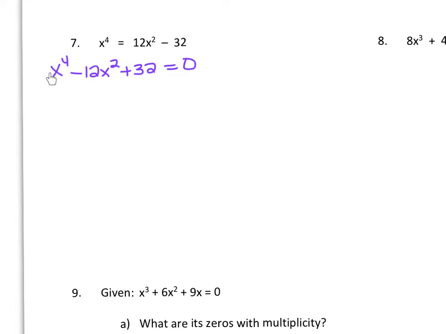So since this is a trinomial and our leading coefficient is a 1, we do not have to do the rainbow or factor by grouping. We're going to do the add-multiply method. So I'm going to set up 2 sets of parentheses. And since this is an x to the 4th, I'm going to put an x squared in the first spot in each parenthesis. And then 2 numbers that add to negative 12 and multiply to positive 32 are going to be negative 4 and negative 8.